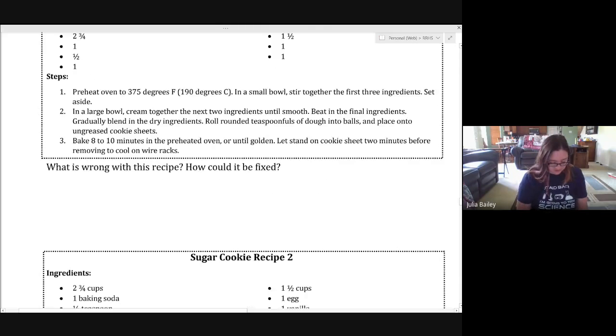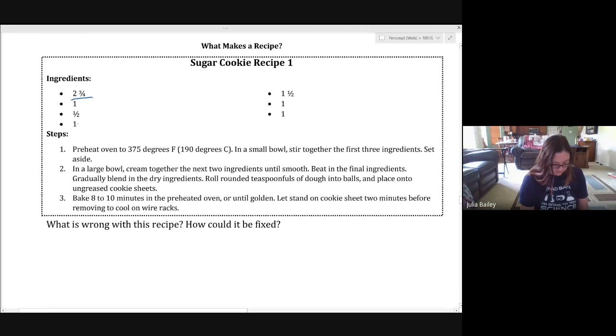It says 2 3/4, 1, 1/2, 1, 1 1/2, 1, 1. Those are your ingredients. And then there's some steps. Preheat the oven, stir together the first 3 ingredients, cream together the next 2 ingredients until smooth, beat in the final ingredients, gradually blend in the dry ingredients, and then you bake it.